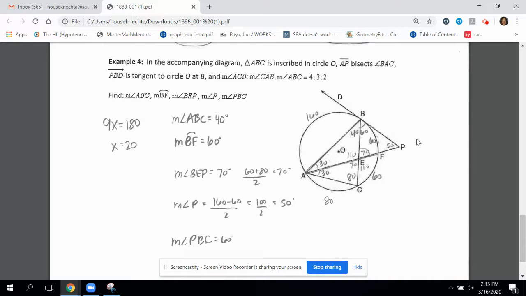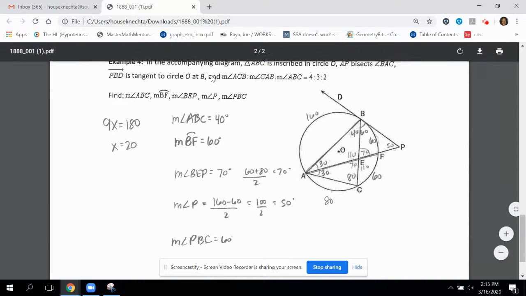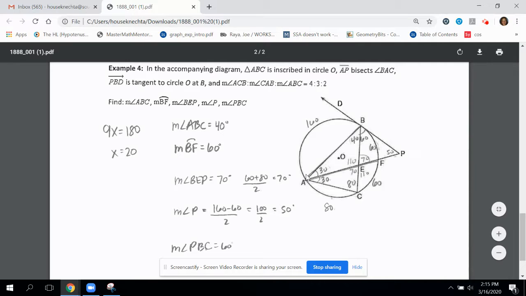I'm bringing back a problem. This is called a big circle problem that reviews some of the angle properties we've already done. So we have an angle bisector. So AP comes through and bisects angle BAC. We have a tangent, so it hits a circle once. And then this ratio of angles.